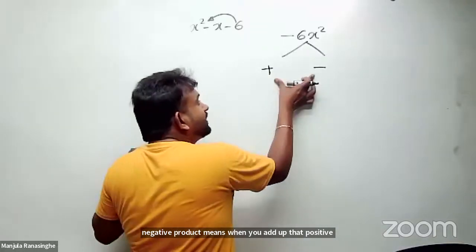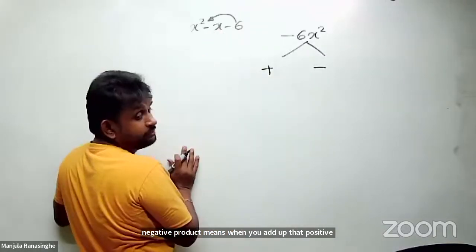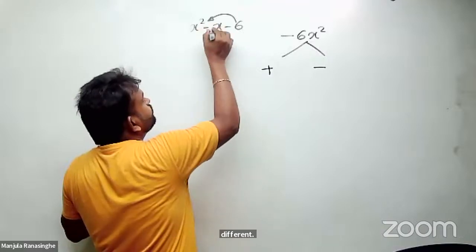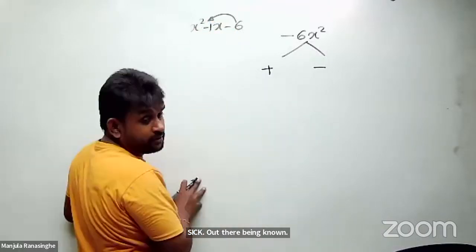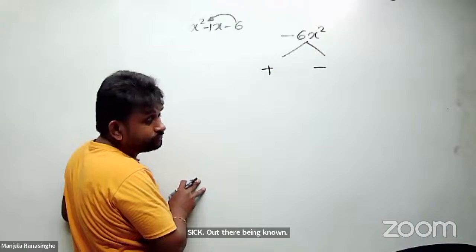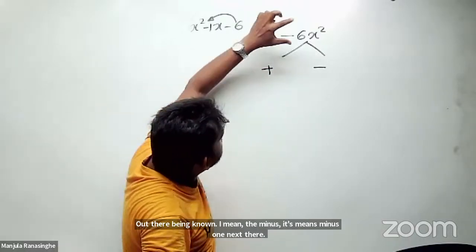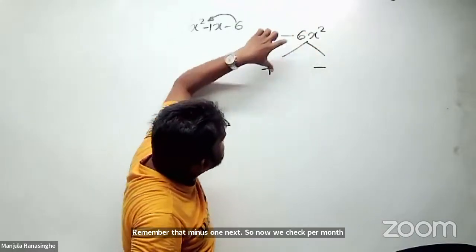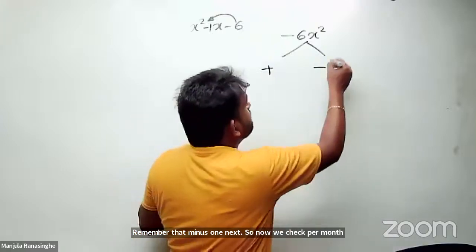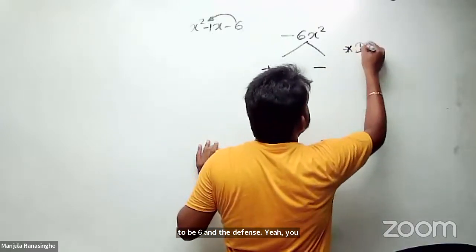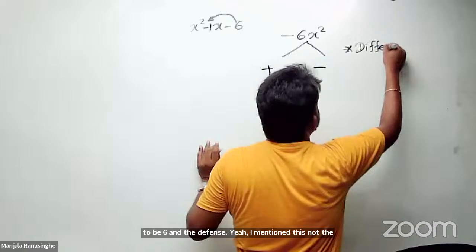එහෙනම් වෙනස difference එක කවුද වෙන්න ඕනේ middle term එක. මෙතන minus x means minus 1x there. Remember that minus 1x. So now we check product to be 6 and the difference. Yeah, I mentioned this, not the sum, the difference is happening.